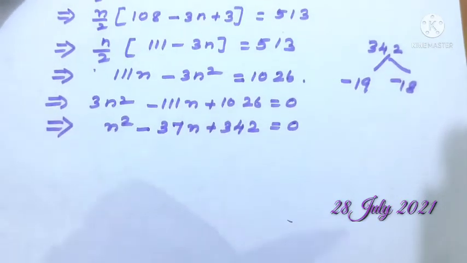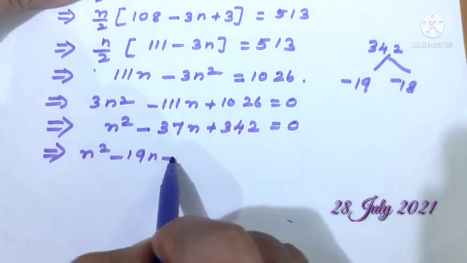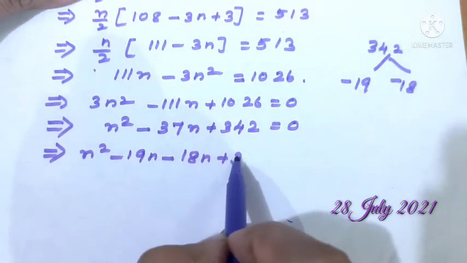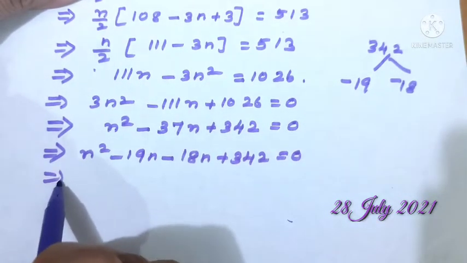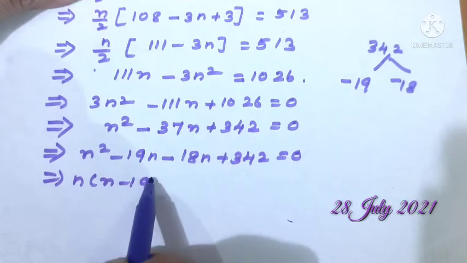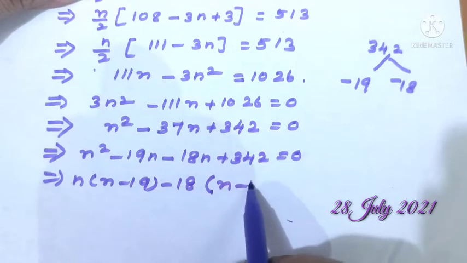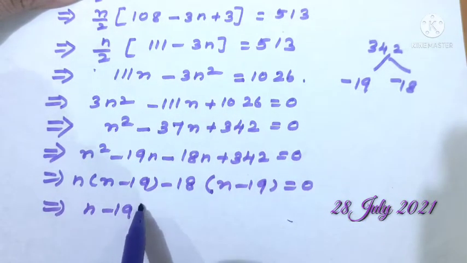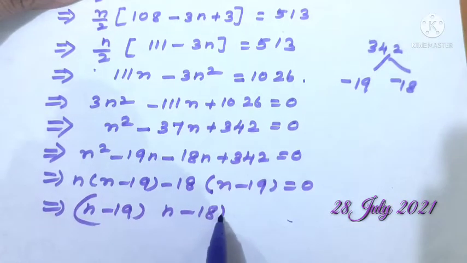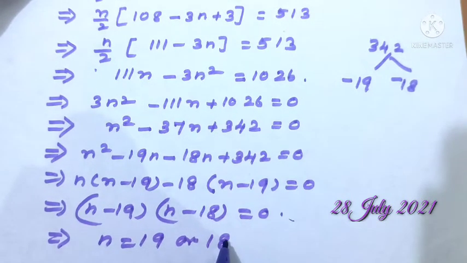So splitting the middle term we can use this. n square minus 19n minus 18n plus 342 equal to 0. n common, n minus 19; minus 18 common, n minus 19 equal to 0. n minus 19 into n minus 18 equal to 0. So n can take the value 19 or 18, right?